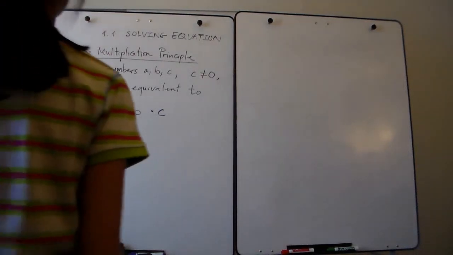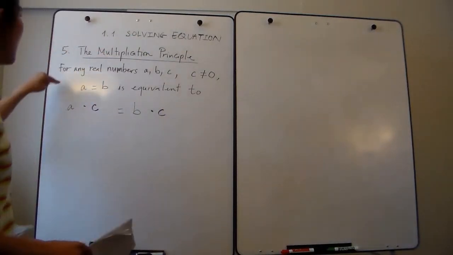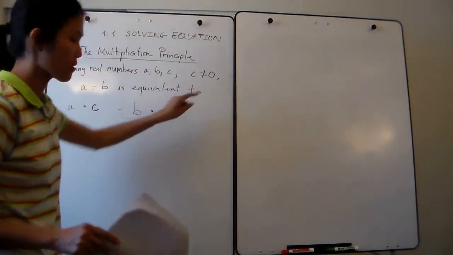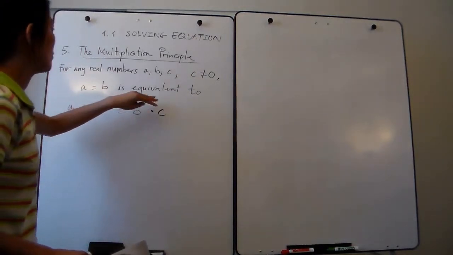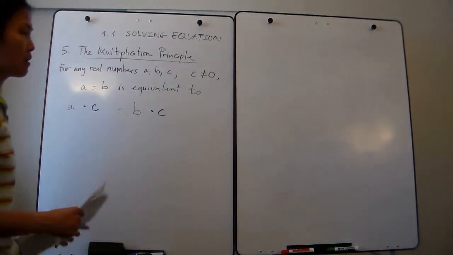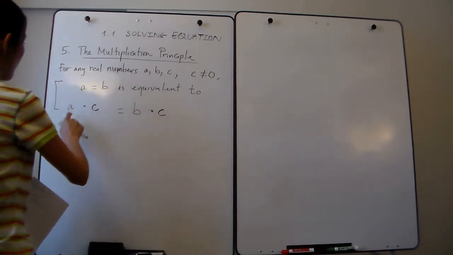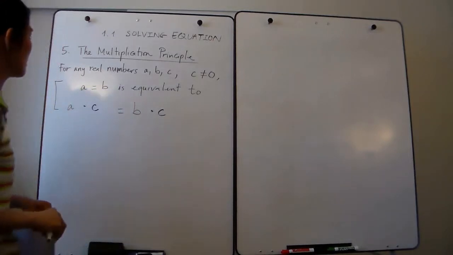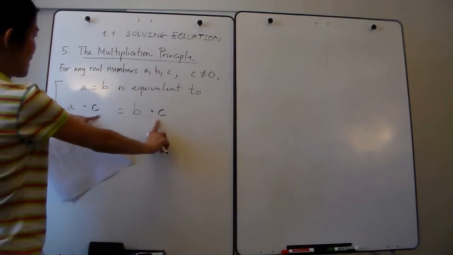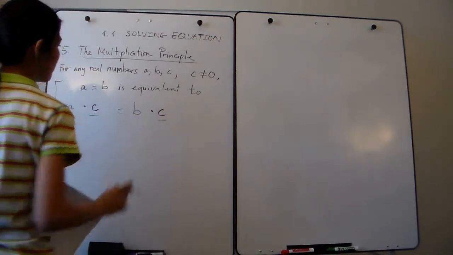Now, number 5, let's talk about the multiplication principle. For any real numbers a, b, c, c is not equal to 0, a equal b is equivalent to a times c equal to b times c. This principle states that these two equations are equivalent if you multiply both sides of the equation by the same constant, the c in this case.